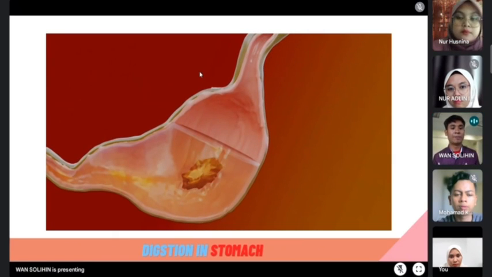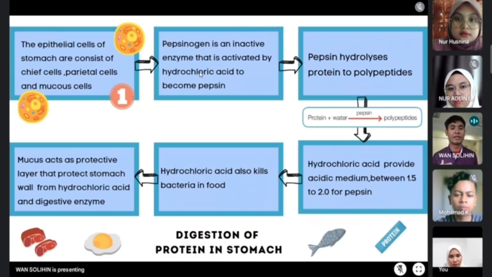So what will happen when the bolus comes into our stomach? For the information, the epithelial cells of the stomach consist of chief cells that secrete pepsinogen, parietal cells that secrete hydrochloric acid, and mucus cells that secrete mucus. Pepsinogen is an inactive enzyme that is activated by hydrochloric acid to become pepsin. Pepsin hydrolyzes or breaks down protein to polypeptide. Hydrochloric acid provides an acidic medium between 1.5 to 2 for pepsin to function well. So pepsin likes that acidic environment. Hydrochloric acid also kills bacteria in food. Mucus in our stomach acts as a protective layer that protects the stomach wall from hydrochloric acid and digestive enzymes.